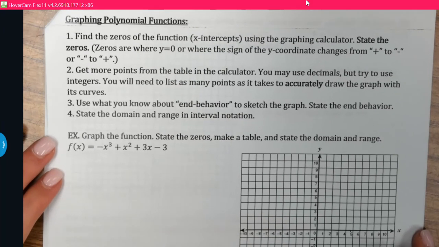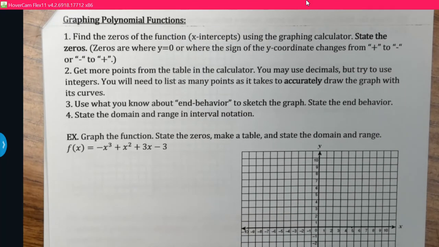Now, let's talk about graphing polynomial functions. When you graph a polynomial function, you want to find the zeros of the function, which are your x-intercepts, using the graphing calculator. Sometimes they're going to be easily seen, sometimes you're going to have to use the feature that I taught y'all a few lessons back, where you have to get the calculator to trace it for you.